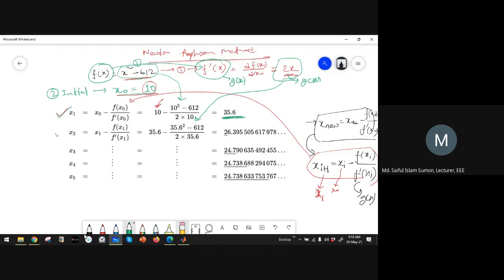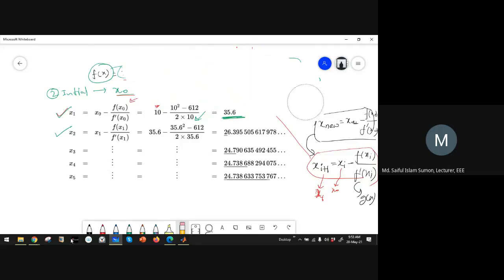During my second iteration, what is important to check again? I need to check the difference between them.